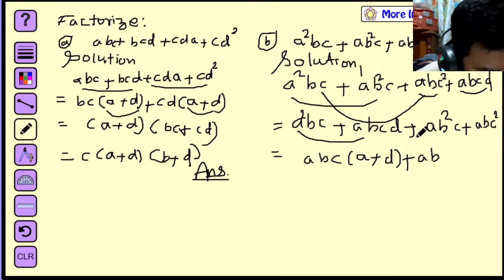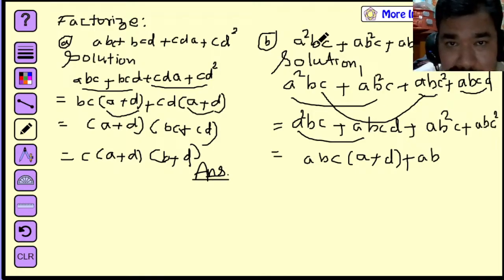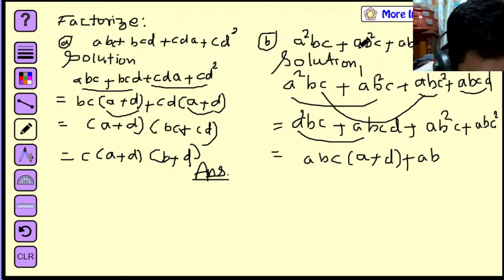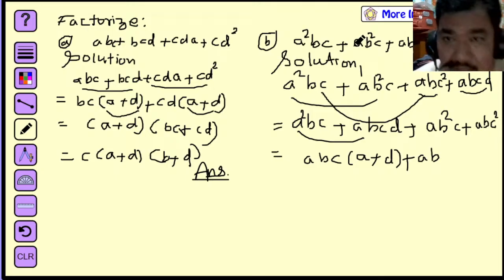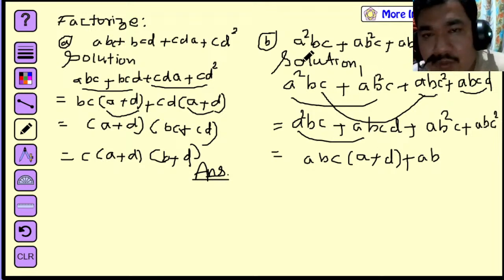Then what do we have to do? A square, BC here, AB square, C, and ABC square. Then the last one is ABCD. Okay, then we make the groups. Then what is remaining?